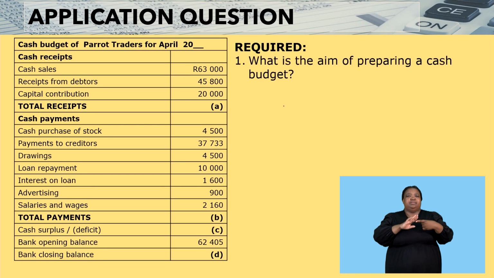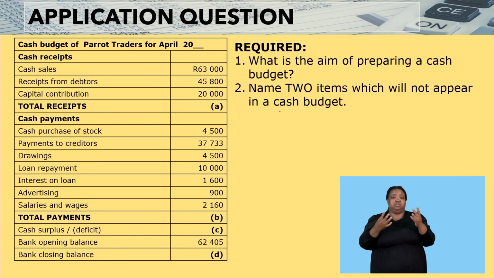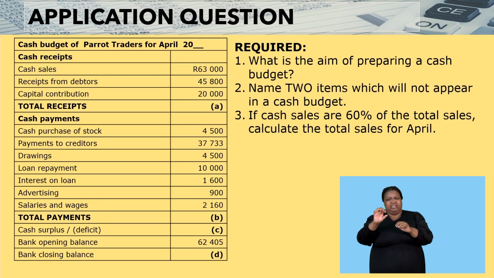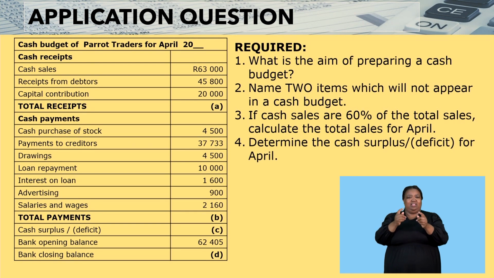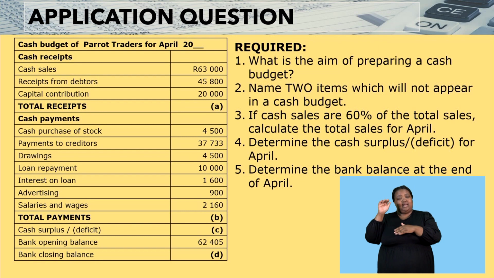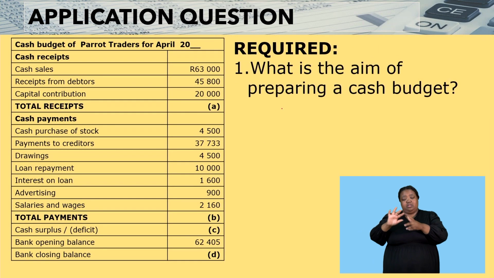Number one, what is the aim of preparing a cash budget? Number two, name two items which will not appear in a cash budget. Number three, if cash sales are 60% of total sales, calculate the total sales for April. Number four, determine the cash surplus or deficit for April. Then lastly, determine the bank balance at the end of April. Let's start with question number one as we go.